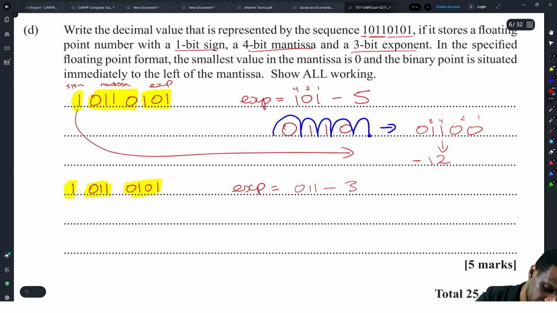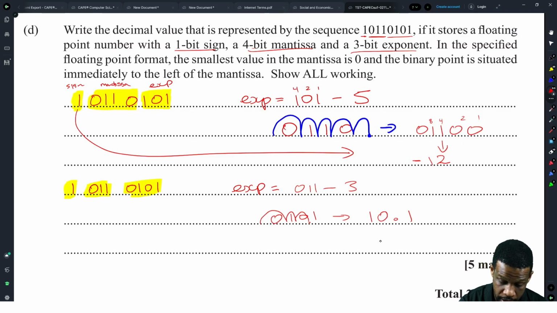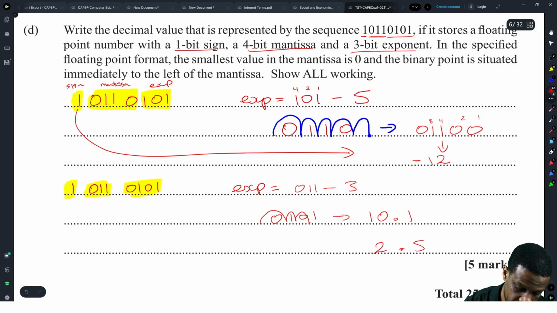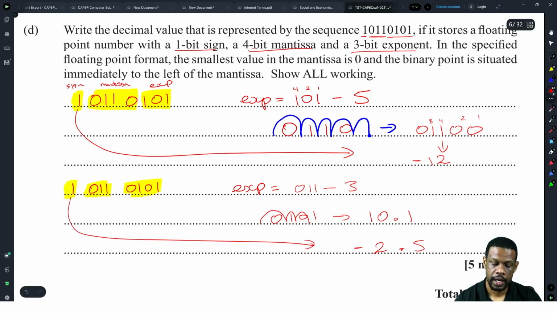Which will be 3, and then you take the 0 1 0 1, and then you move the point 1 2 3, which will give you 1 0.1, and 1 0.1 is basically 2.5, and because the sign is 1, it's negative 2.5. I am convinced that this is what they were intending to do, because it's very weird for you to get a decimal value and then turn out to 12. That's not normal. Yeah, so I'm convinced that's what they want to do.